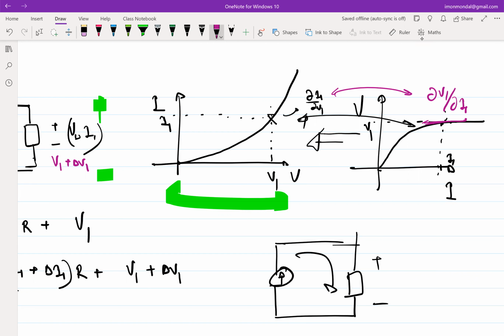Okay, so now can you comment on what this quantity is? What is the unit of this quantity del V1 del I1? Ohms, right? It's resistance. Assuming everything is real, this is resistance, and naturally the tangent of the I2V characteristics is conductance, right?